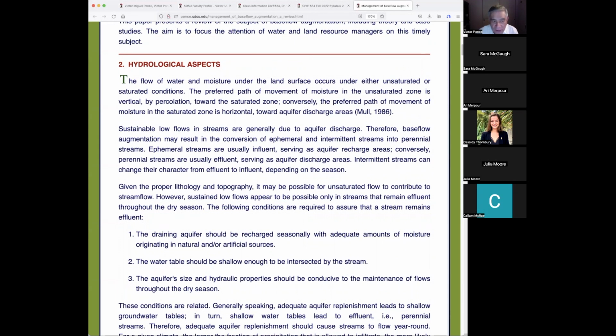Therefore, baseflow augmentation may result in the conversion of ephemeral and intermittent streams into perennial streams. Remember, there's ephemeral streams, no baseflow, intermittent streams like the Gila River in Arizona that has baseflow every 6 months or so, and then the perennial streams like the Amazon and many others like Mississippi that have baseflow all the time.